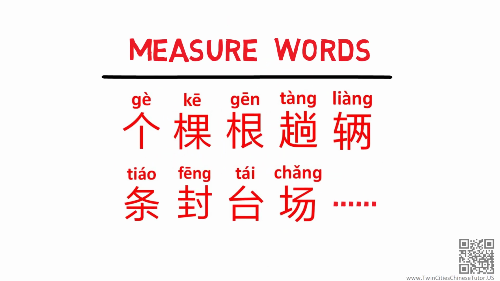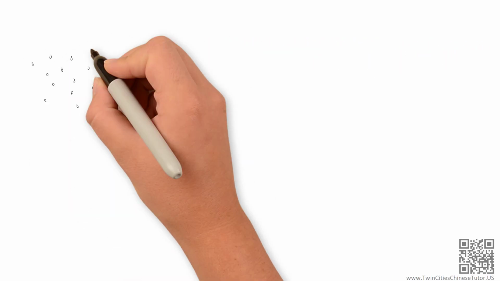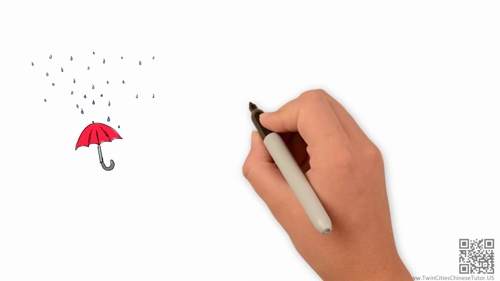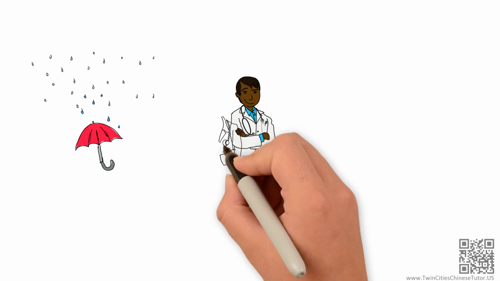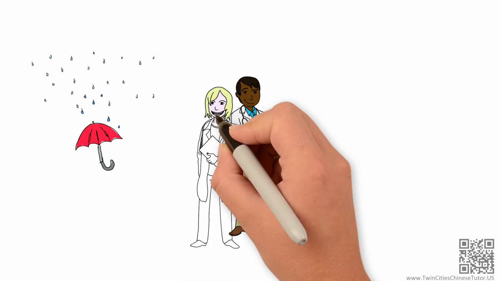Since there are a variety of measure words in Chinese, mastering all of them takes time and practice. But I hope this video helps you to understand the logic behind them all. So now you know when to use them, and you can learn them faster by paying attention to what characteristics the measure words are trying to highlight.